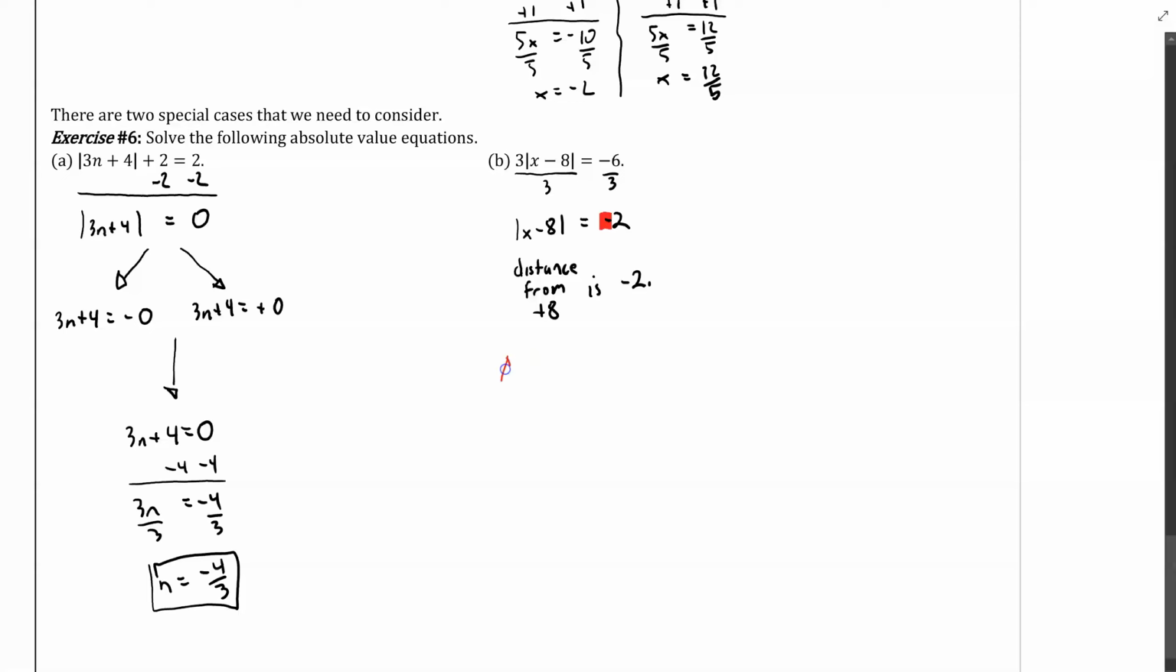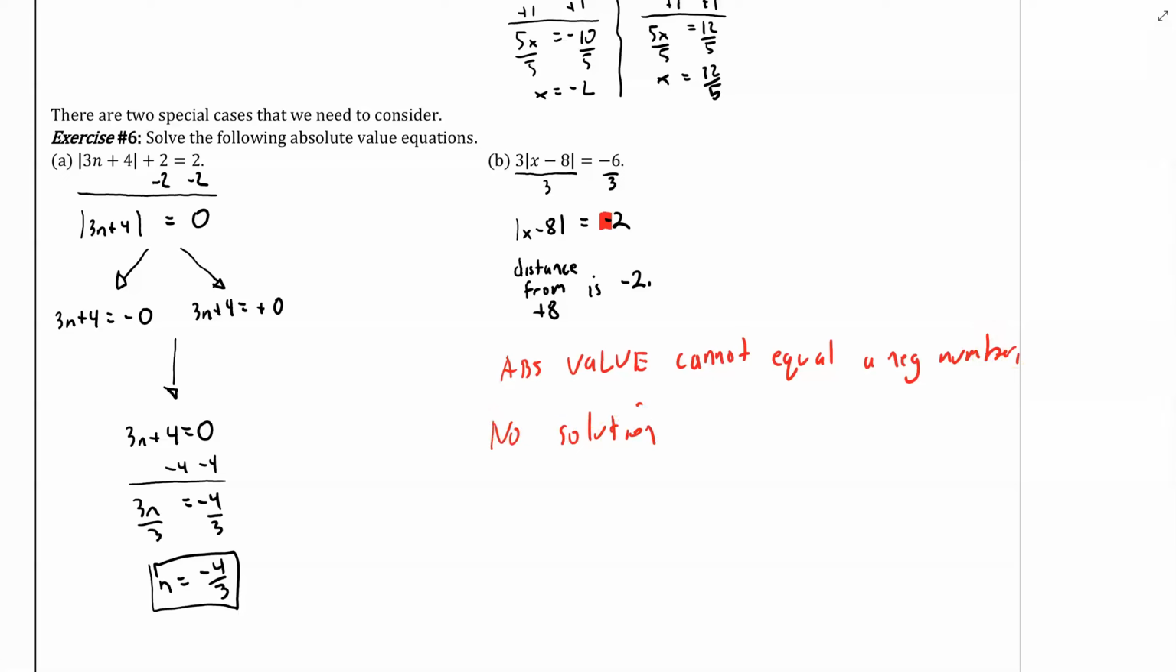So, absolute value cannot equal a negative number. No solution. And that's it for absolute value equations.